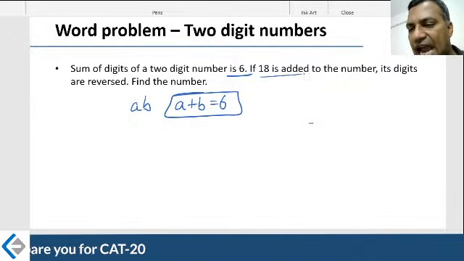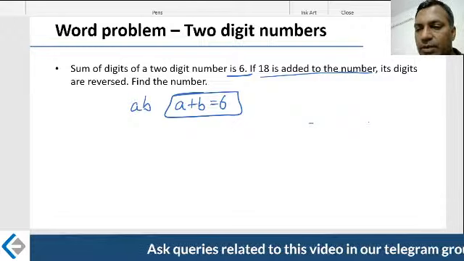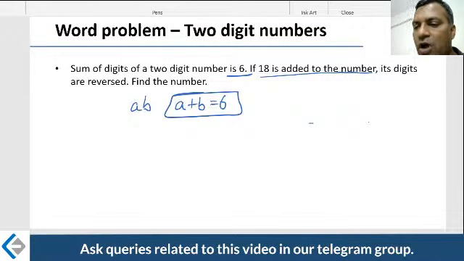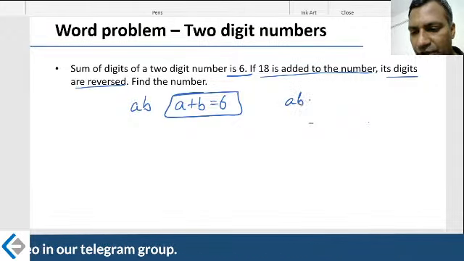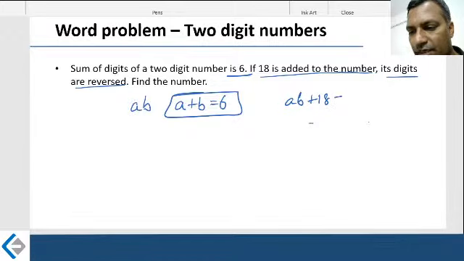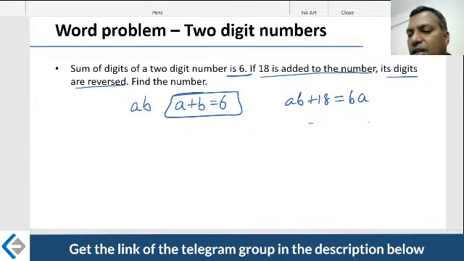If 18 is added to the number, there is already a number called AB. The author is saying that if 18 is added to the number, its digits are reversed. Just analyze this. You have a number AB. You are adding 18 to this particular number, and its digits are getting reversed. The author is saying that find the number.